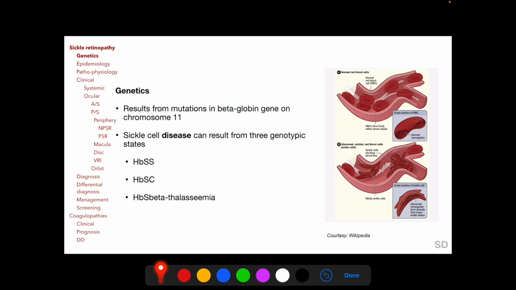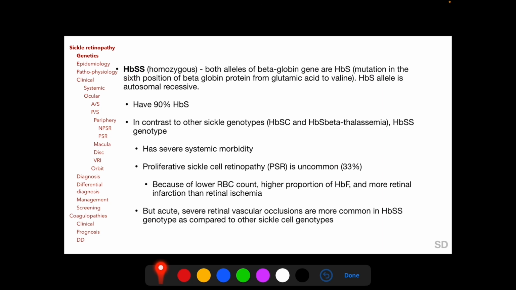Sickle cell disease results from mutations in the gene for the beta globin unit of hemoglobin, and it can result from three genotypic states: HBSS, HBSC, and HBS beta thalassemia. In homozygous HBSS genotype, both alleles of the beta globin gene are HBS, in which there is a mutation in the sixth position of the beta globin protein from glutamic acid to valine. 90% of hemoglobin in patients with HBSS genotype is hemoglobin S, and the remaining 10% is fetal hemoglobin.